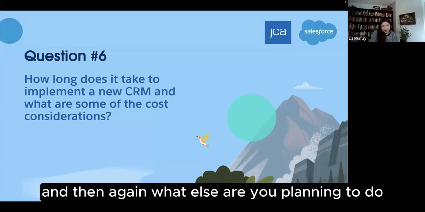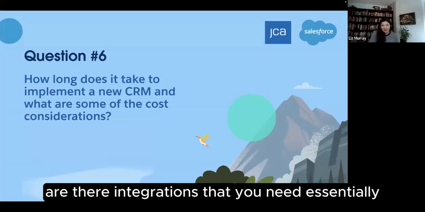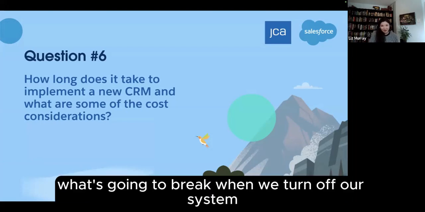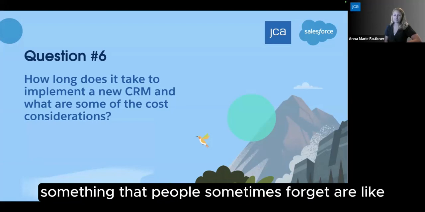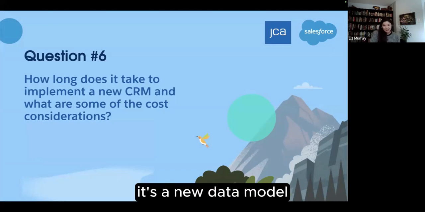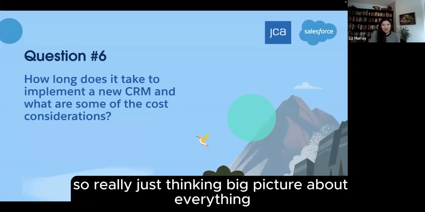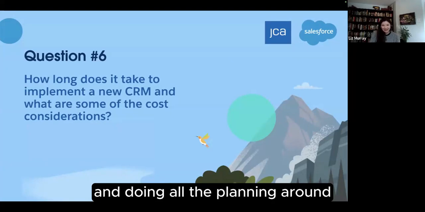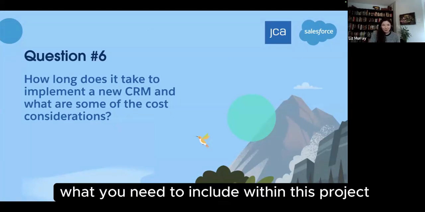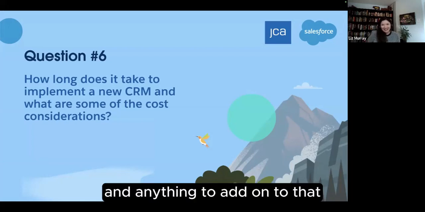And then again, what else are you planning to do as part of the project and what's rolled into it? Are there integrations that you need? Essentially, in the reverse, you could think, what's going to break when we turn off our system? Something that people sometimes forget is your reports. You can't just move your reports. It's a new data model. So you're going to have to do something to address that, so it increases the scope of it all. So really just thinking big picture about everything and doing all the planning around what you need to include within this project to be successful. And anything to add on to that?